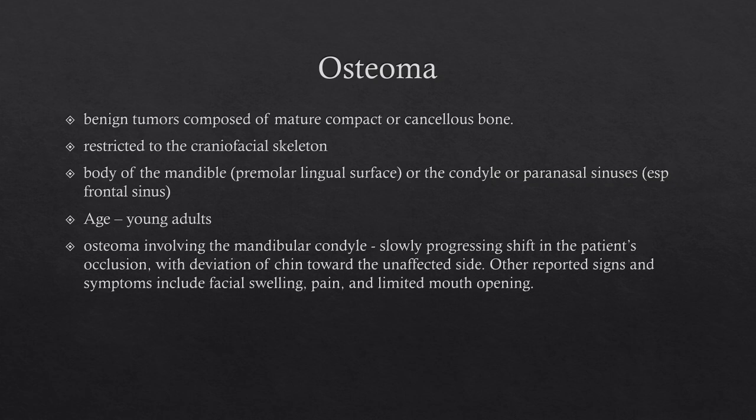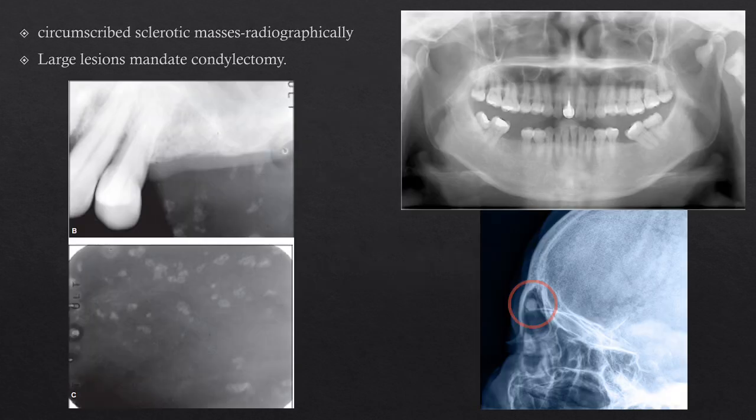Young adults are affected. They involve the mandibular condyles at times, which are slowly progressing and shift the patient's occlusion because the condyle is affected, with deviation of the chin towards the unaffected side as it enlarges. The other signs and symptoms are facial swelling, pain, and limited mouth opening. Radiographically it is a circumscribed sclerotic mass, and large lesions mandate condylectomy.